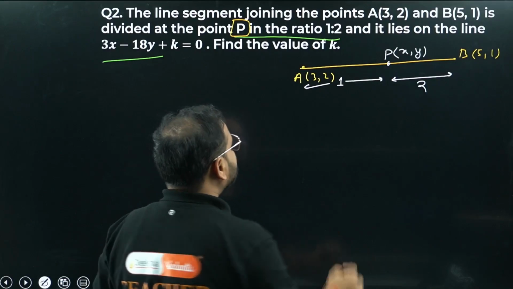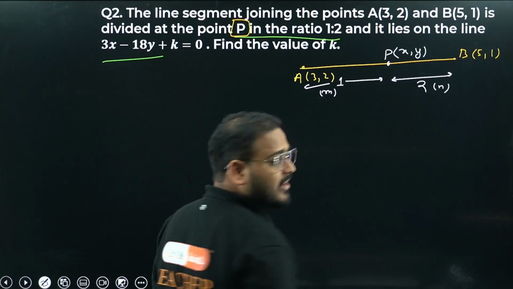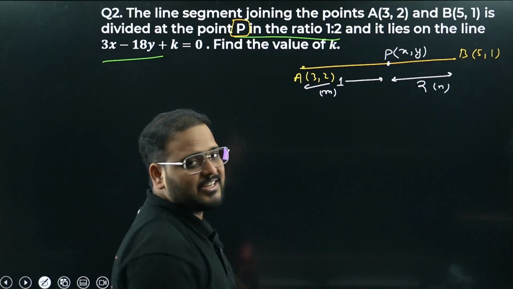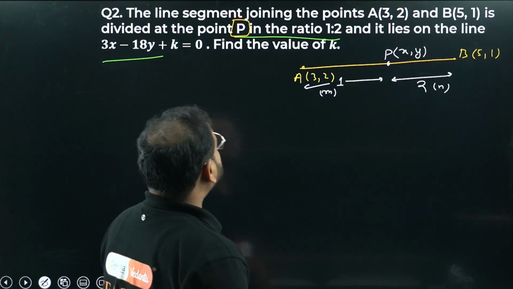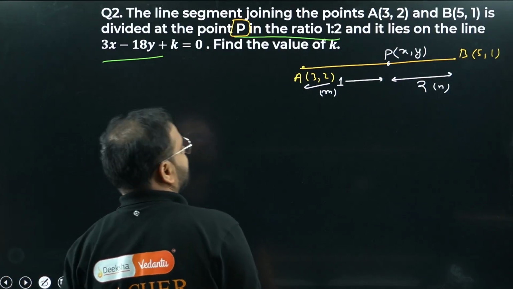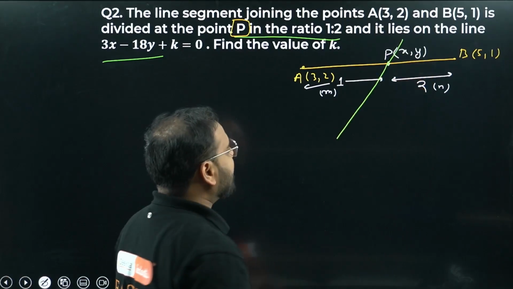1:2. This value is the value of m, and this is the value of n. Agreed? The ratio m by n is 1 by 2, so m is 1, n is 2. No problem there. This point P lies on the line. Great, excellent. There's a line going like this, so this point P lies on the line.